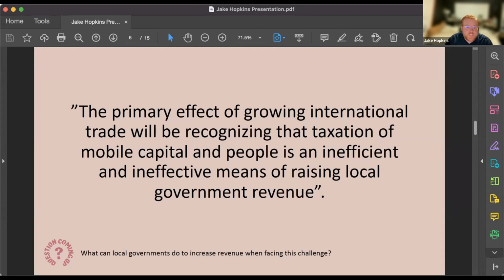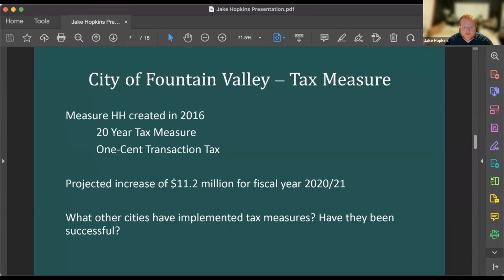Yeah, as future public administrators, this is something we are going to face. We are going to have to take it head on in order to curb the challenge of raising revenue for our agencies, especially in local government. So the first one that I thought of is tax measures, right? I personally work for the city of Fountain Valley, and in 2016, Measure HH was created, which is a tax measure with a 20-year term. It was a 1 cent transaction tax increase. And this was voted and approved.